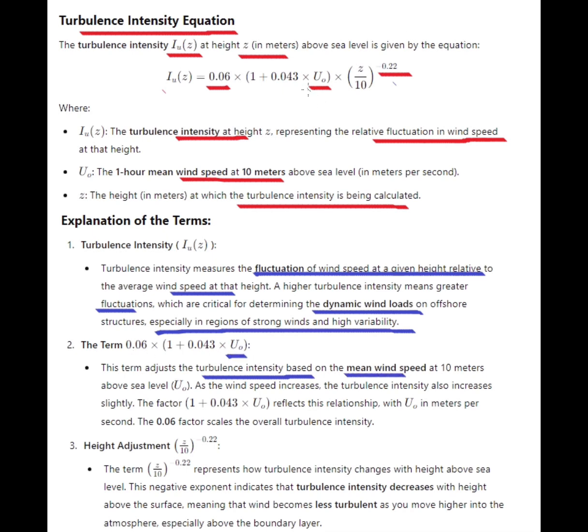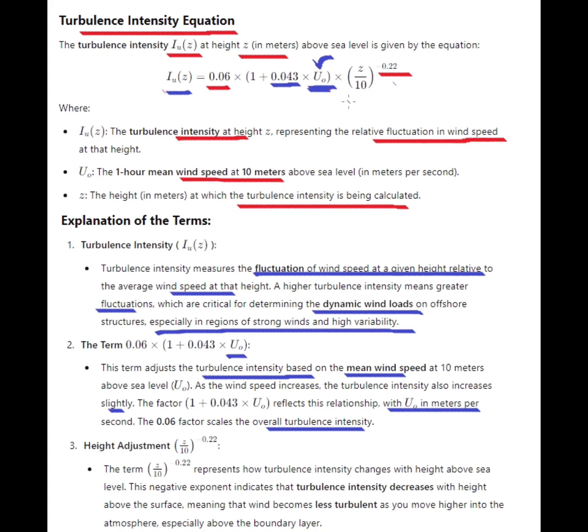So this term adjusts the turbulence intensity based on the mean wind speed above sea level. If the wind speed increases, the turbulence intensity also increases slightly. Here you see, as wind speed increases, this is 0.043, so 0.043 plus 1, right? So I_U(z) also increases, slightly to 1.043. The factor 1 plus 0.03 U naught reflects the relationship with U naught in meters per second. 0.06 is a factor that scales the overall turbulence intensity.